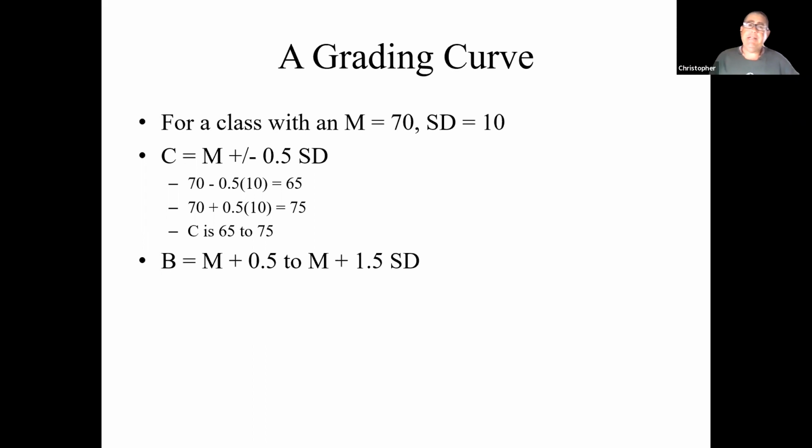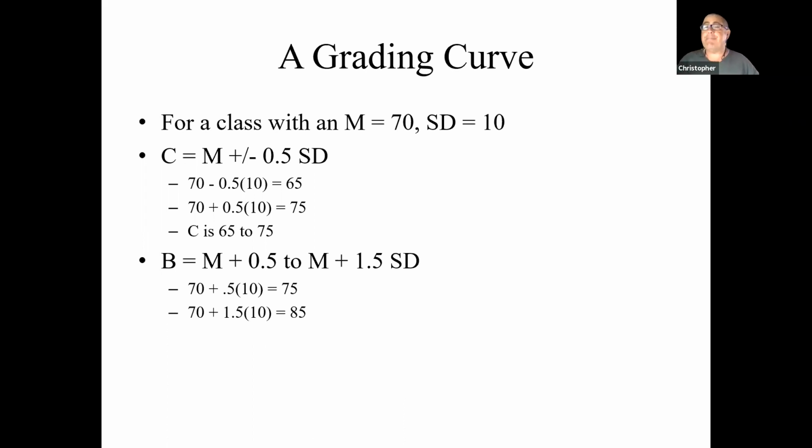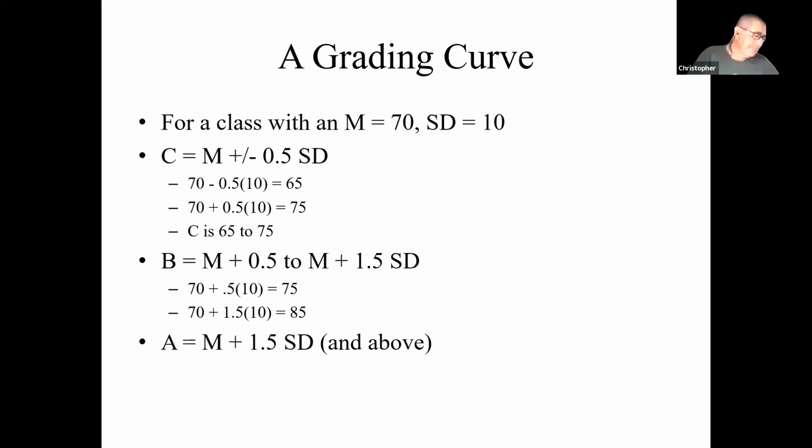We can see with the B, half a standard deviation all the way up to 1.5 standard deviations. So that's going to be a score of 75 to a score of 85. Again, in terms of raw numbers, that might look like it's good for students because you only need a 75% for a B. But those percentages are really meaningless unless we take them in the context of both the mean and the standard deviation. And A would be anything above 1.5 standard deviations, so you'd need an 85 or higher for the A.